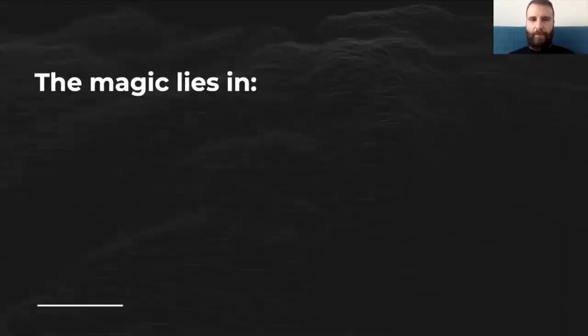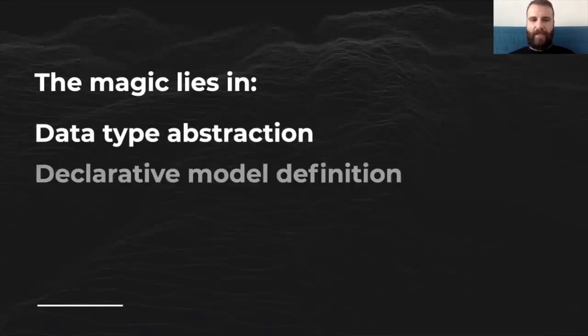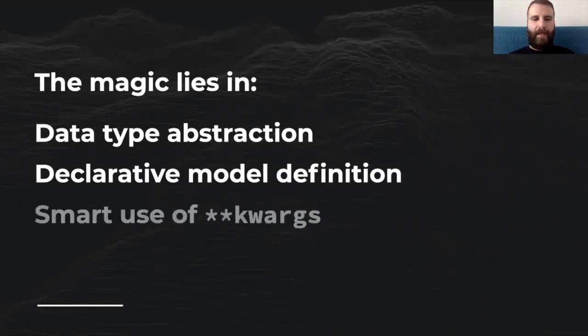So under the hood, what happens is that the magic, first of all, lies in three different things: data type abstraction, and I'm going to show you some examples of that, the declarative model definition that you've already seen an example of, and the smart use of kwargs, which in Python is a way to provide parameters to a function through a dictionary.